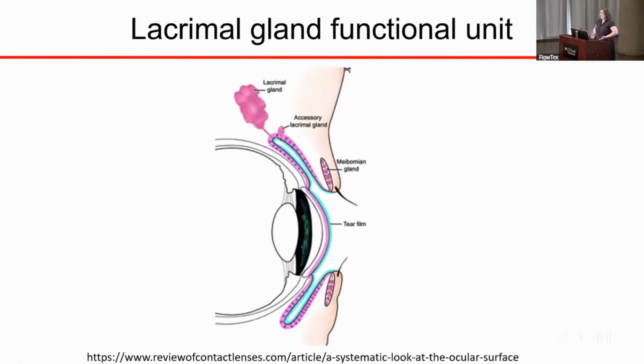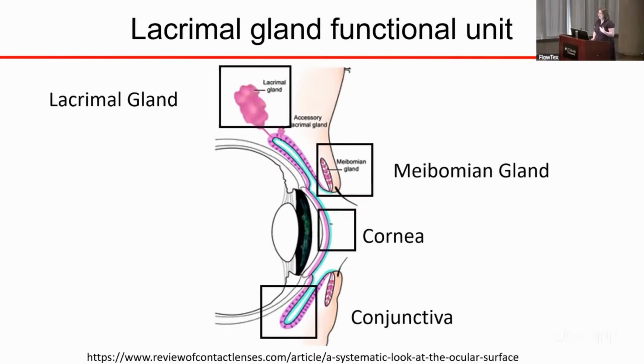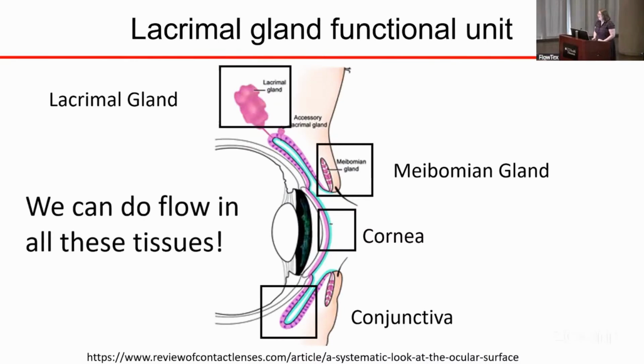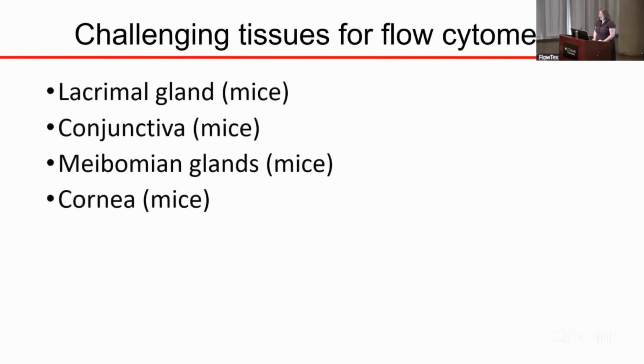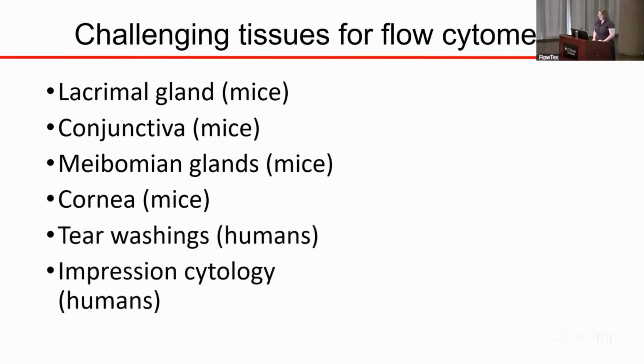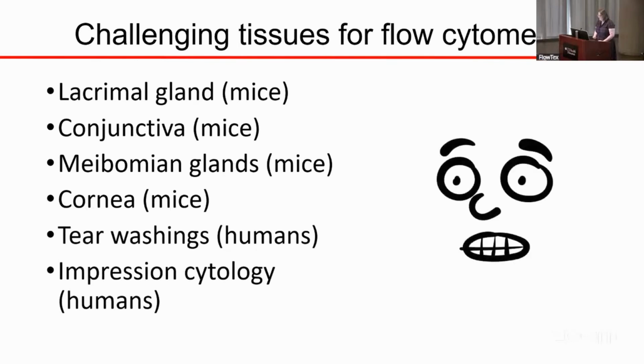So if you're interested in studying dry eye, we're interested in these units: the lacrimal gland, the meibomian gland, the cornea, and the conjunctiva. And we can do flow in all of these tissues. Unfortunately, some of them are challenging for flow cytometry, and they include the lacrimal gland, conjunctiva, meibomian glands, and cornea, which if you just paid attention, that's all of them. Also, if you're interested in doing flow in human patients, other challenging tissues include tear washings from humans and impression cytology. So this is how I felt when I was told this.